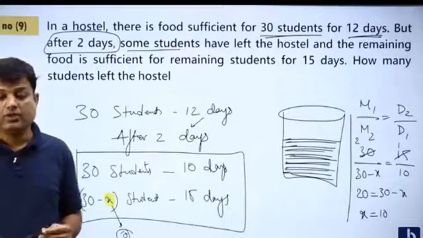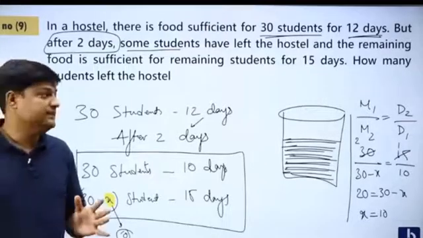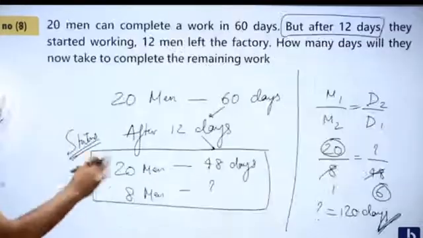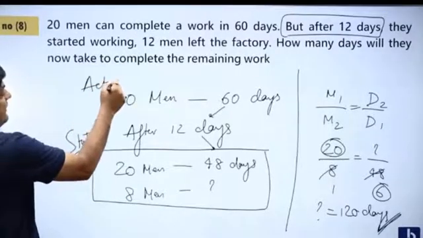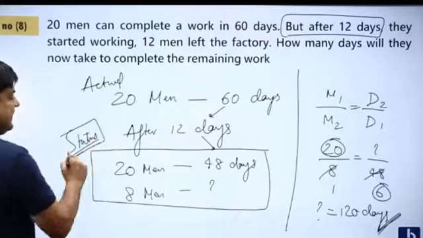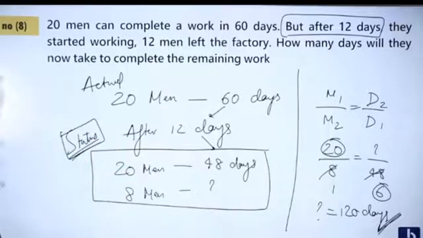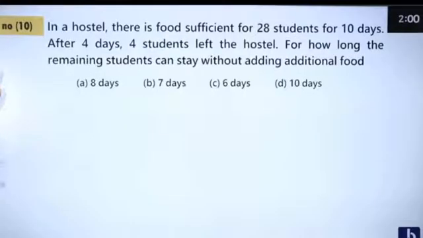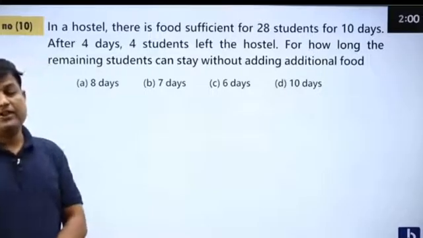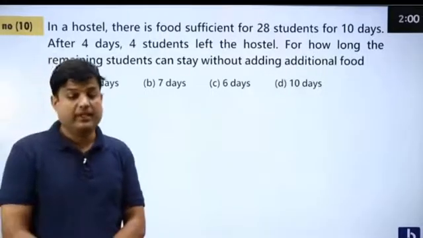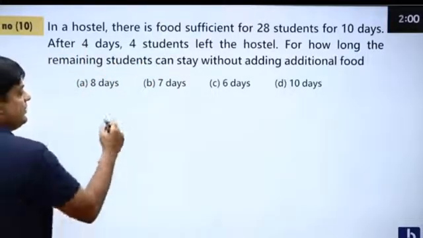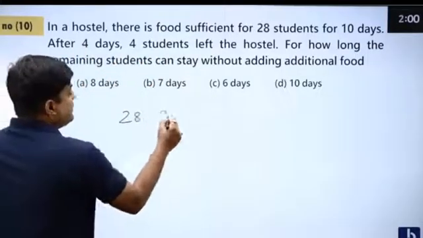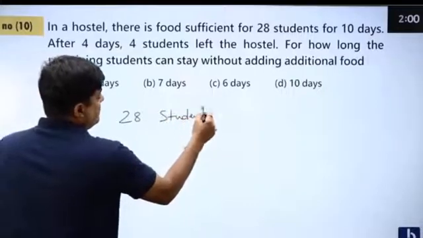Okay, so food based questions and this based questions both are same. So this is the actual data, but this is current data after 2 days data. So let's try to have a look, everybody, at this question. Again, I am teaching the third model, same question. In a hostel there is food sufficient for 28 students. Listen, everybody, 28 students can stay in the hostel.